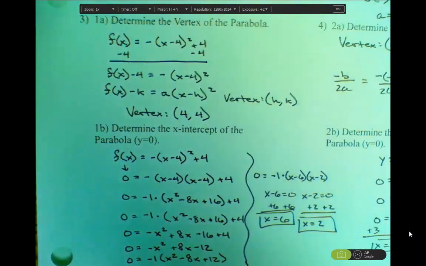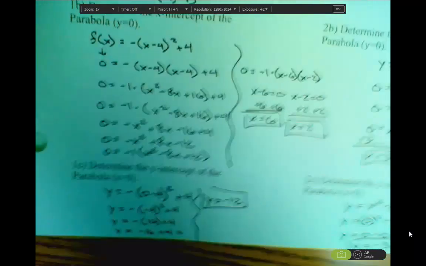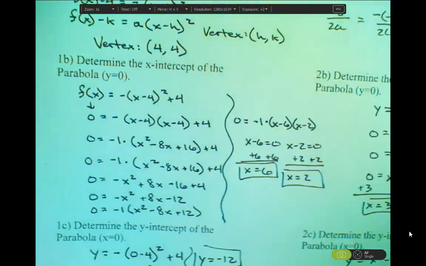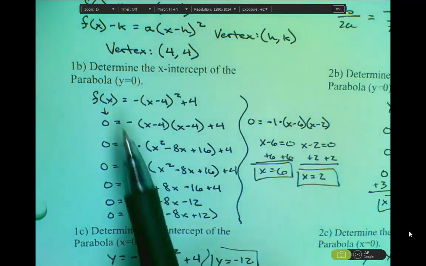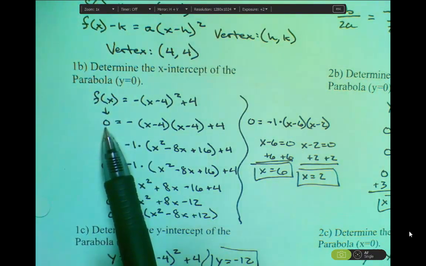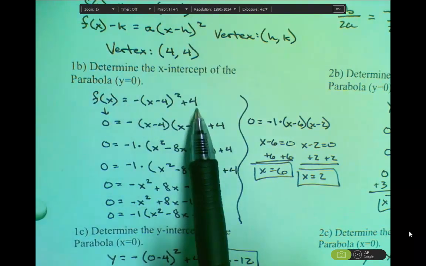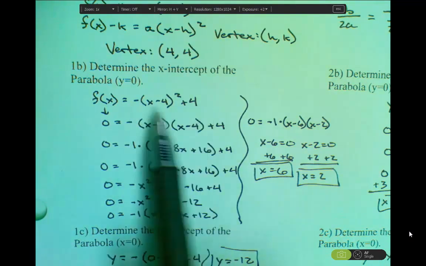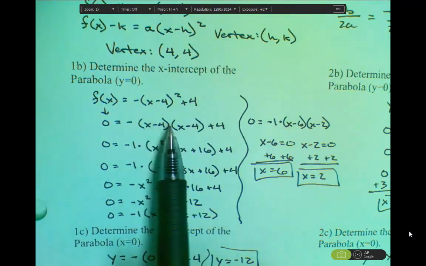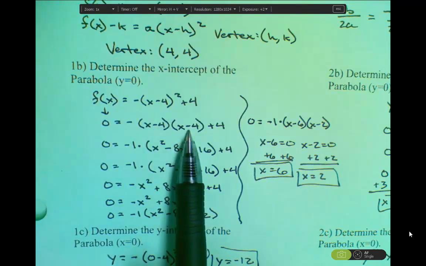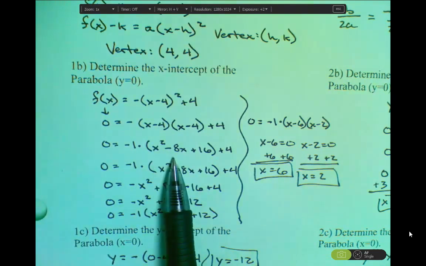Taking a look at finding the x-intercept, this is probably the most challenging part of the problem. So what we're going to do is set the y value equal to 0. We're going to rewrite this part of the equation in standard form, and then we're going to factor it. So working through this, the first thing I'm going to do is FOIL, or multiply together, (x - 4) times (x - 4) to get x² - 8x + 16.